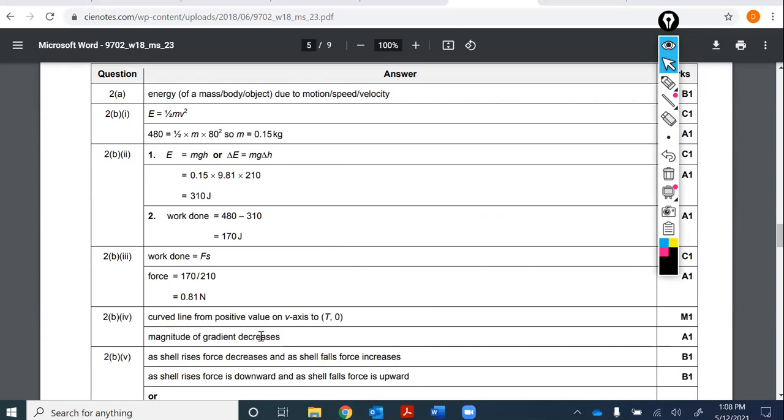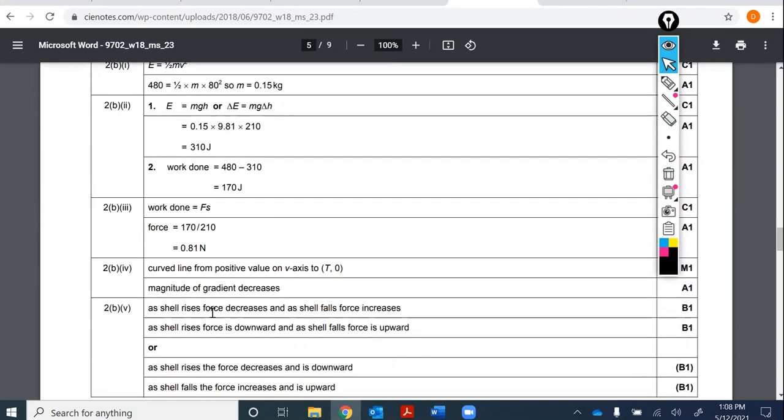The magnitude of the gradient decreases. That means it's curved and it starts out steep, but then the magnitude of the steepness decreases, and that's what we showed. And then the last one, as the shell rises, force decreases, and as shell falls, force increases. As shell rises, force is downward, and as it falls, it's upward. So those are the two ideas, right? It's decreasing because it's proportional to the velocity. So I feel like we did a really good job on this one. I think we nailed it. Well done, everybody.